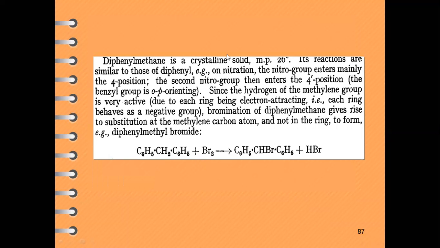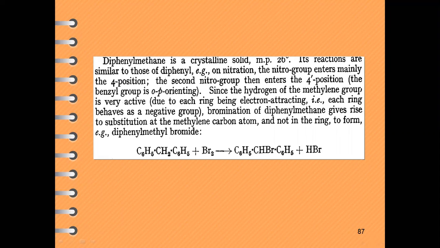Now, diphenylmethane is a crystalline compound with a very low melting point, that is 26 degrees centigrade. Now, the reactions of diphenylmethane are similar to those of other polynuclear hydrocarbons. That is, nitration. On nitration, the nitro group enters at the fourth position, that is the para position. If we nitrate this compound again, the second nitro group will be attached at the 4' position of the second ring. See, the first nitration is done at the first ring para position.